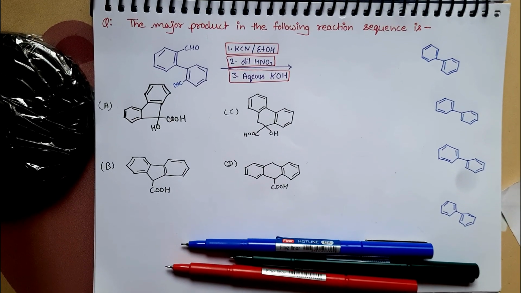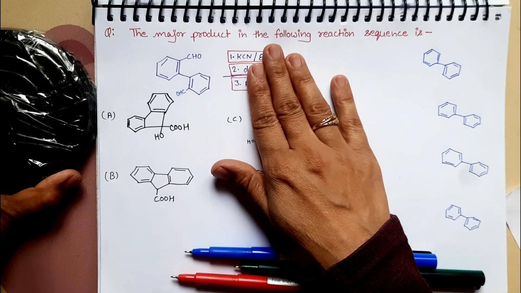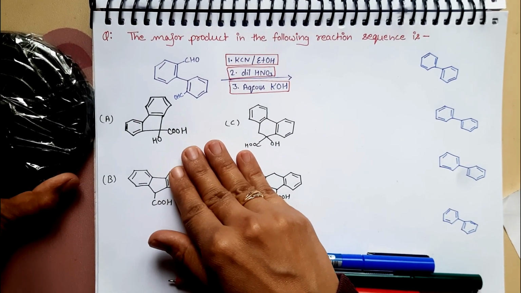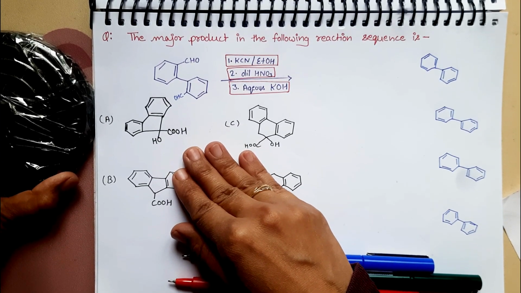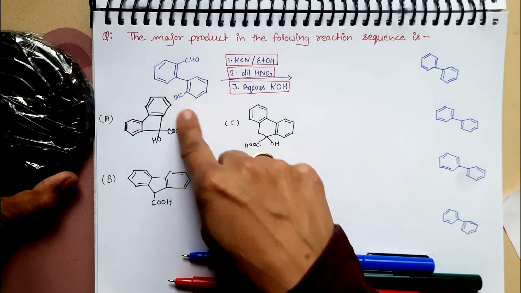Today we start with this question. The question asks about the major product in the following reaction sequence. In this series, we are solving IIT JAM previous year questions, and this is day 13. We are going to solve this question.